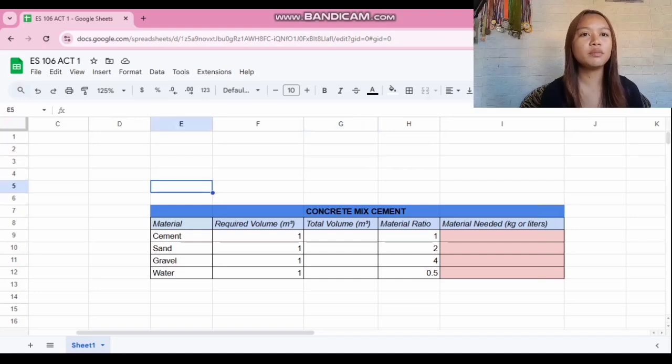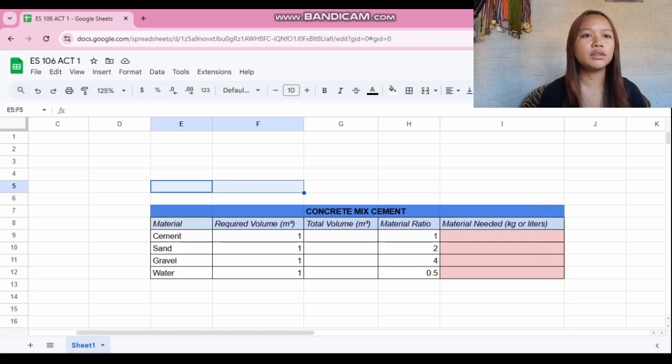As you can see, column E lists the materials used: cement, sand, gravel, and water. Column F, labeled required volume per meter cube, contains a fixed value of 1. This represents the calculation base for 1 cubic meter of concrete. This standardization simplifies the scaling process when dealing with large volume.